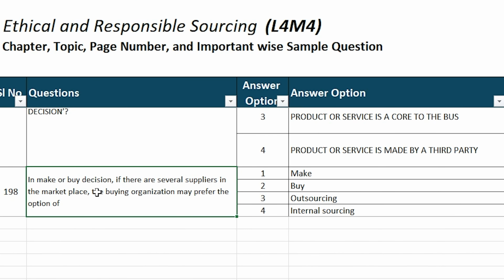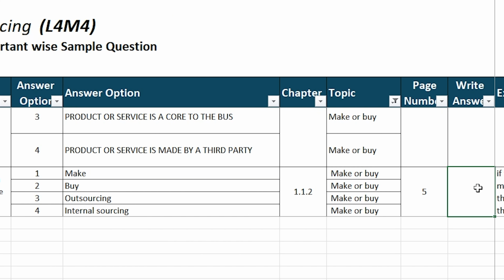Then we go to the fourth question: make or buy decision if there are several suppliers in the marketplace. The buying organization may prefer the several suppliers. Supplier availability is sufficient. Market competition is high. What decision will we take? It is easy for you. We can go for a buy decision, because if we buy, then with a minimal cost we can get that product, as the supplier power is less and buyer power is high. Why is supplier power less? As there are several suppliers available in the market. So here we will write the buy decision.